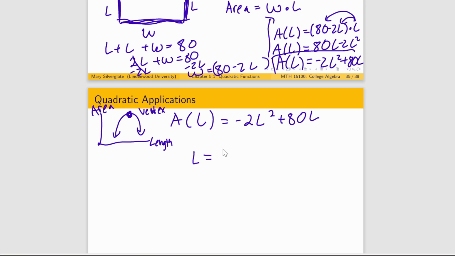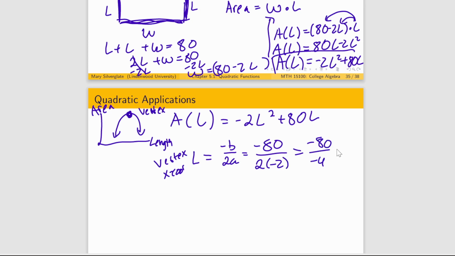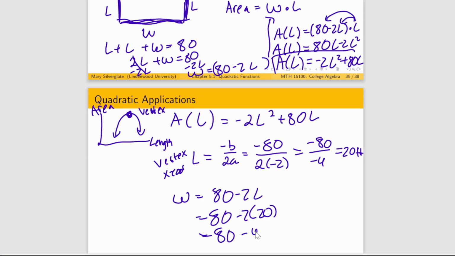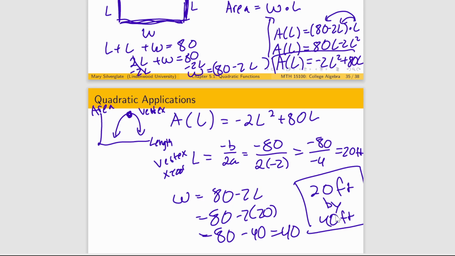So my x-coordinate of the vertex is going to be negative b over 2a. I'm going to label what we're finding. So negative b is negative 80, over 2a, which is 2 times negative 2. Negative 80 over 2 times negative 2, which is negative 4, so 20 feet for the length. We also want the width though, and we have an equation for that. That would be 80 minus 2L, so that's 80 minus 2 times 20. 2 times 20 is 40, so that gives us 40. So it's got to be 20 feet by 40 feet. And that would be your final answer.